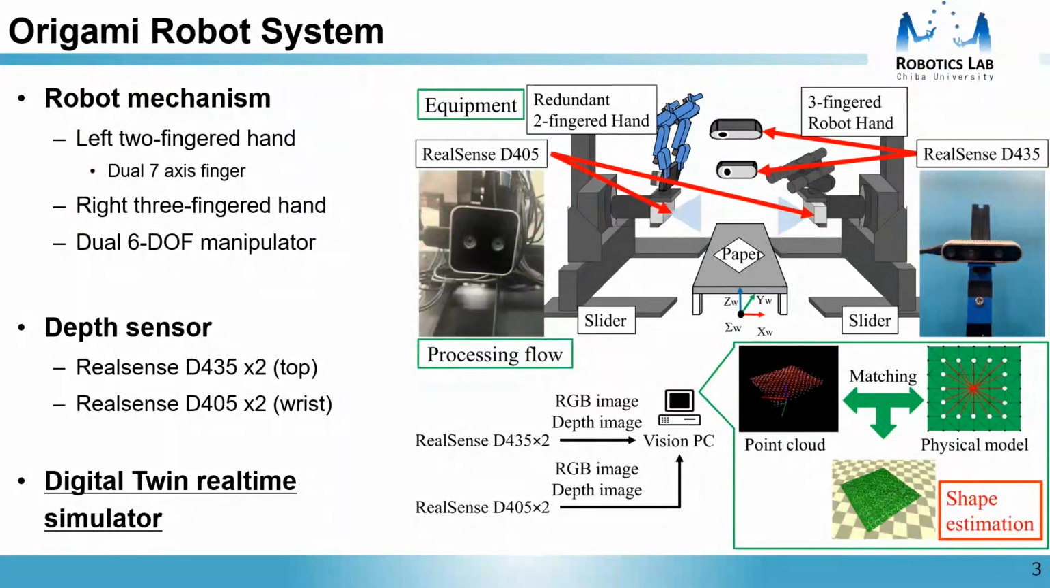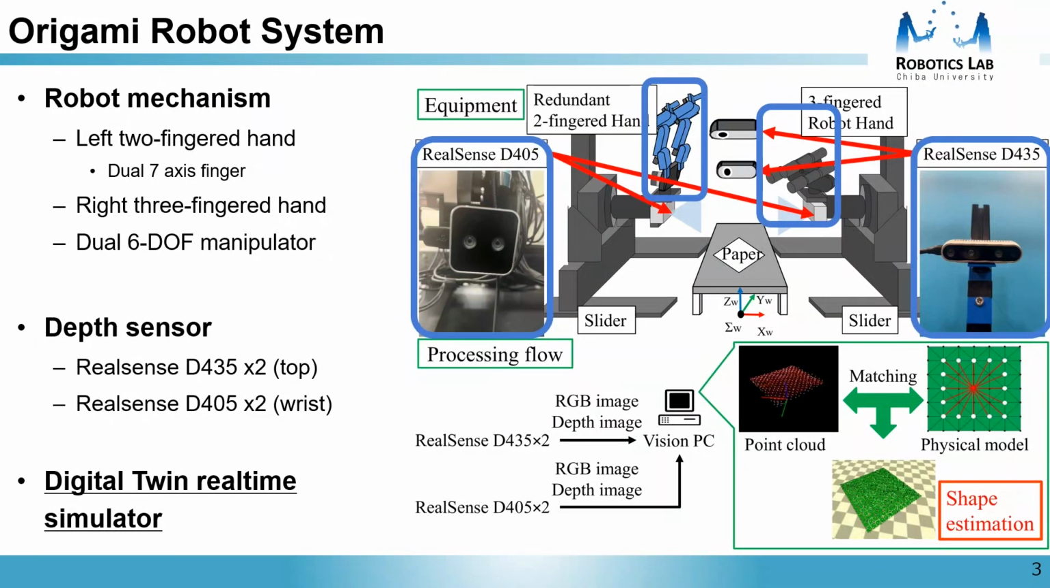This is the configuration of the robot system developed. On the left is a 2-fingered hand and on the right is a 3-fingered hand. Each hand is mounted on a 3-axis slider with a 3-axis rotating wrist. The system is equipped with 4 depth cameras. 2 RealSense D435 cameras are mounted on the top and 2 D405 cameras are mounted on both wrists. The system is connected to a real-time paper shape estimator and simulator.